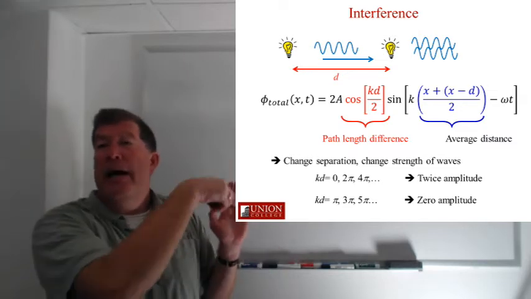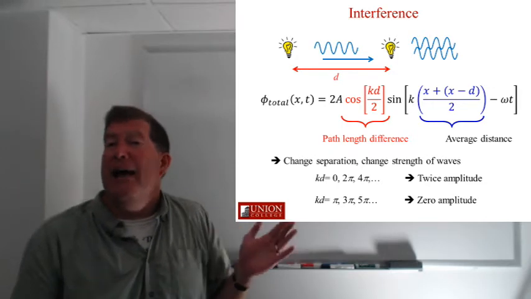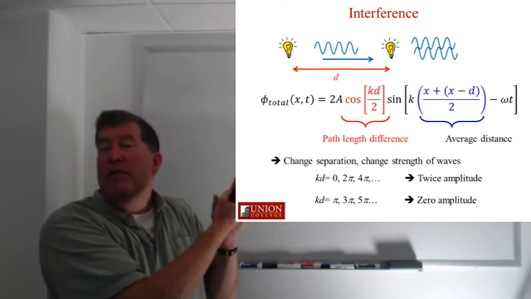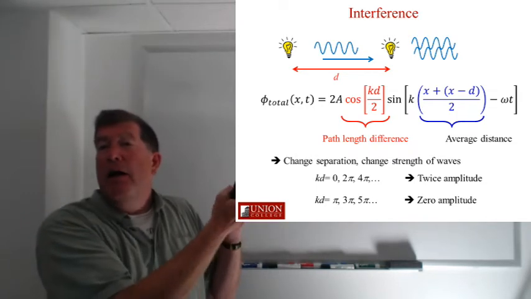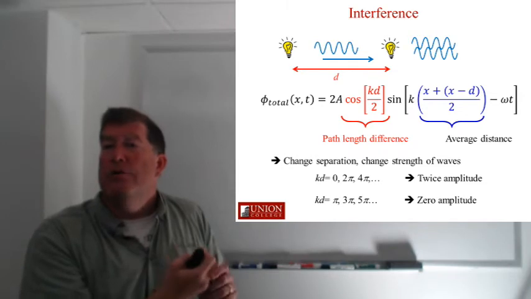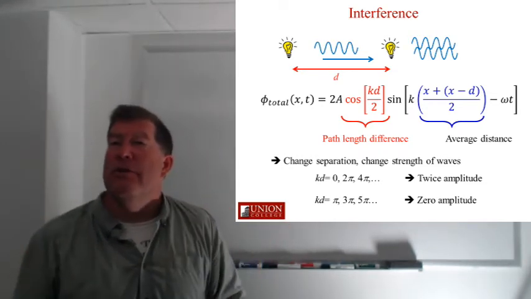Now, if I make d a little bit bigger, this is going to go through oscillations as I make it bigger and bigger. If d is equal to, you know, half a wavelength, then that cosine term is going to be equal to 0. I have no waves at all. That corresponds to destructive interference.